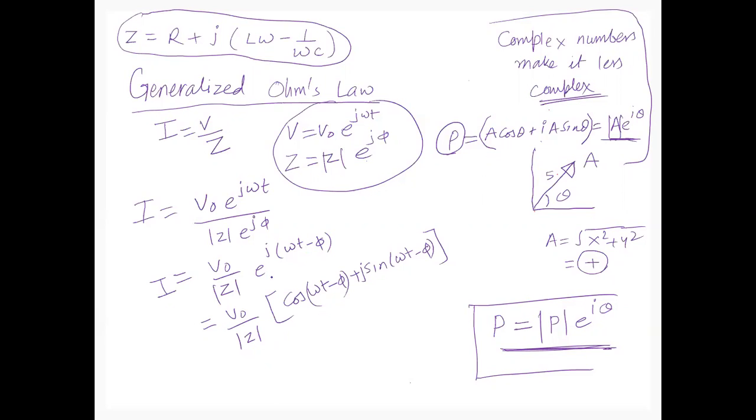Then remember we changed this. Our signal is not this, right? Our signal is just the real part. That's why finally my I will be V0 over Z cosine of omega t minus phi. For the calculation, I took the help of e, okay. And finally, I can convert this back and choose whatever I want. My thing is just cosine.